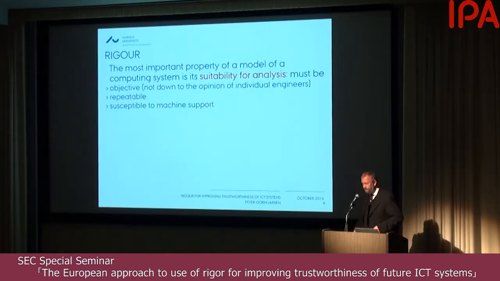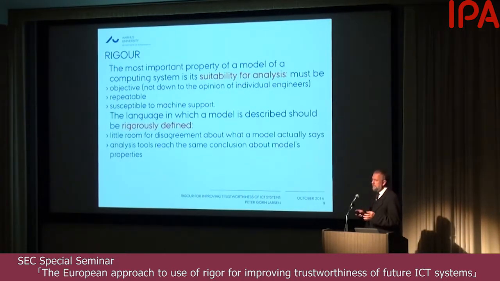If we go over to rigor, the important property of a model is that it needs to be suitable for analysis. If we just have a natural language text, the only kind of analysis we can make is we can read it. We can't make a tool understand it. So if we can only read it, it's up to the different opinions of the different engineers reading it. Whereas if we make a formal model that can be understood by a tool, by a computer, we can make machine support that supports it.